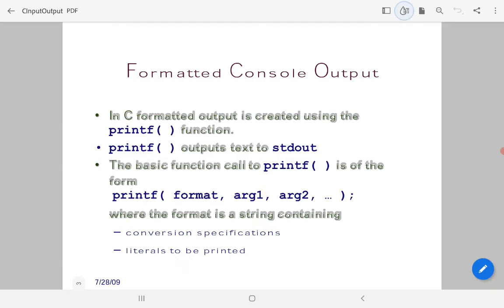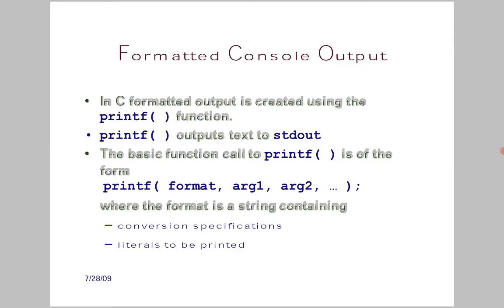So what are the standard formatted console input output functions? Printf and scanf. Printf is used to display some text or message on the screen, whereas scanf is used to read, accept, or input some values from the users. So printf is the standard output function, whereas scanf is the standard input function, which is used to read or accept values from the users.